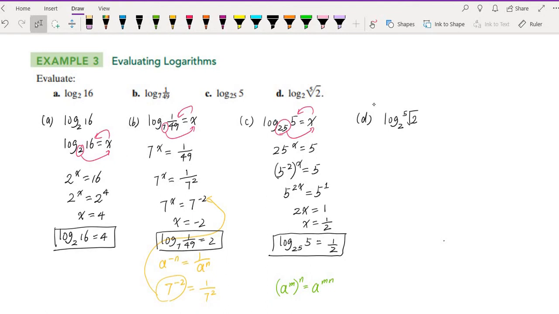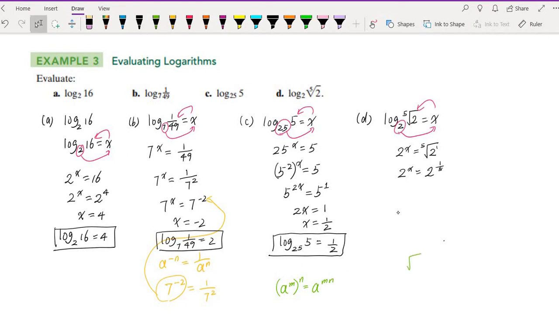So here we have part D. Let's do this really quick. We can set it to x. So I can rewrite this as 2 to the x power equal to the 5th root of 2. I can rewrite this, if you guys can recall, that's the same thing as 2 to the first power, and that will be 2 to the 1/5 power.